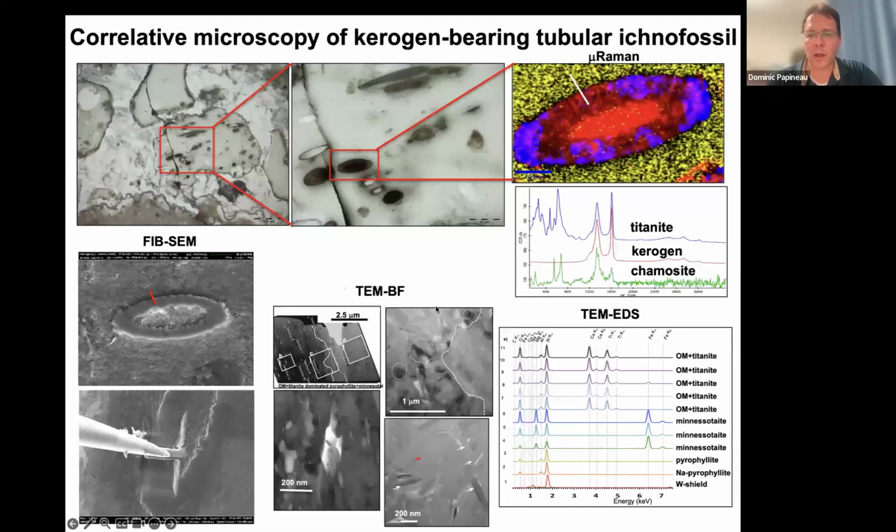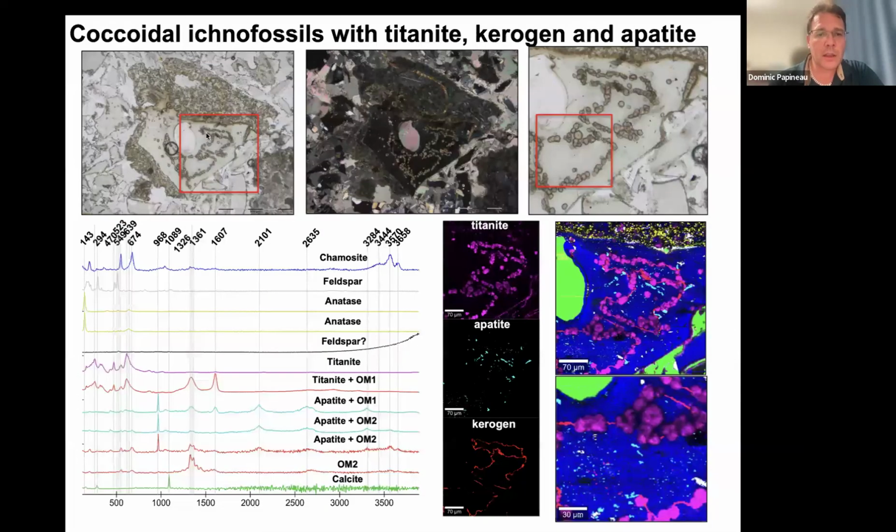In general, it's probably more like chamosite in composition. So we've looked at another one. The first one I just showed was a microtubule. These ones are coccoidal ichnofossils, and they form these beautiful trails inside the basaltic glass shard. You can see the corresponding cross-polar image here.